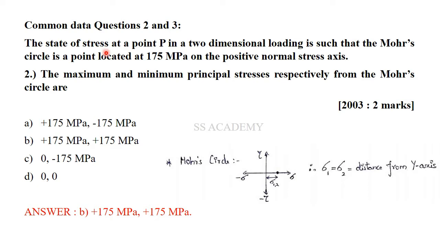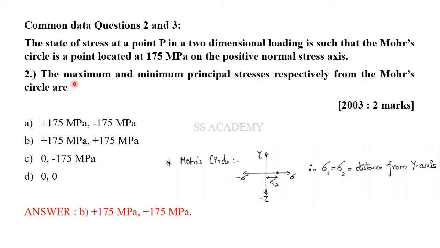Common data questions 2 and 3, which means questions 2 and 3 share the data given below. The state of stress at a point P in a two-dimensional loading is such that the Mohr circle is a point located at 175 megapascal on the positive normal stress axis. From this given data, the answer is being drawn. That is, the Mohr circle is being drawn as shown here.